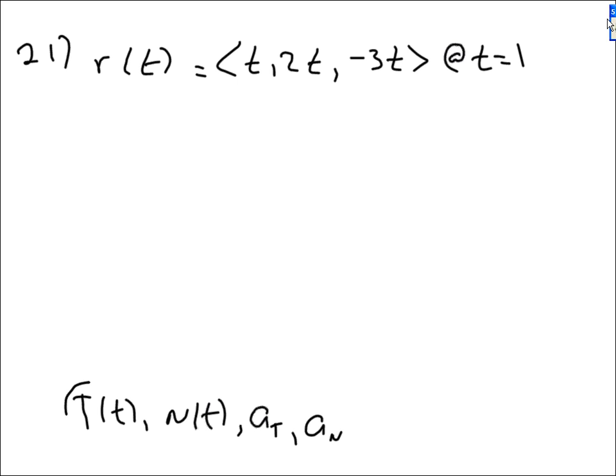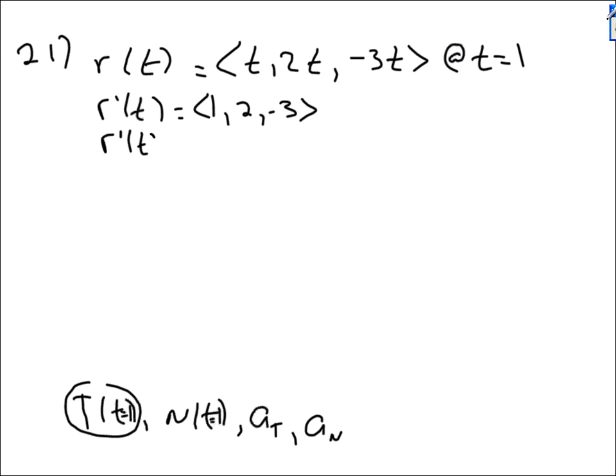So first let's find t of t. Actually, we want to find it when t is 1. T of 1, n of 1, when t is 1. So we need to find r prime of t and the length. It's 1, 2, negative 3.